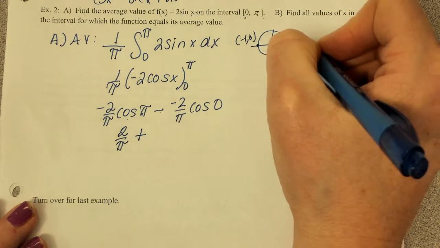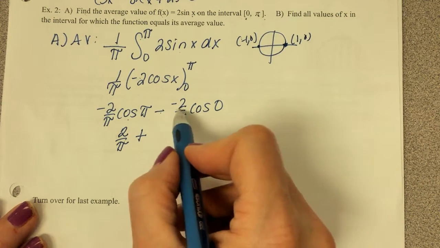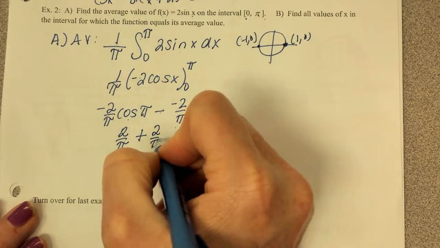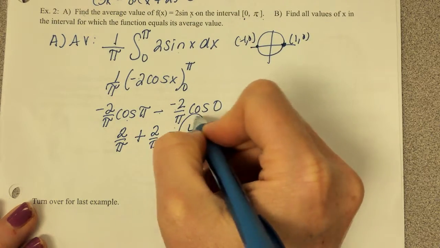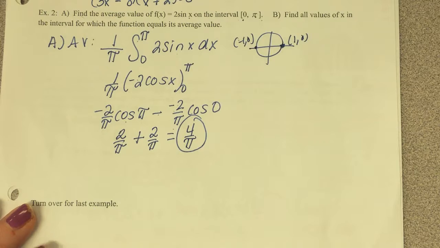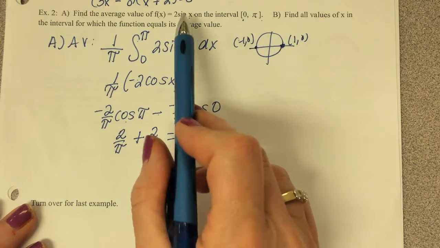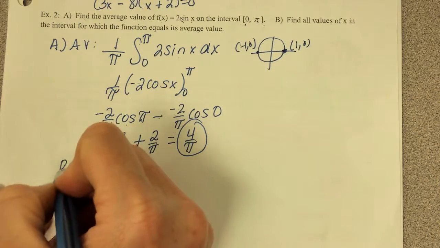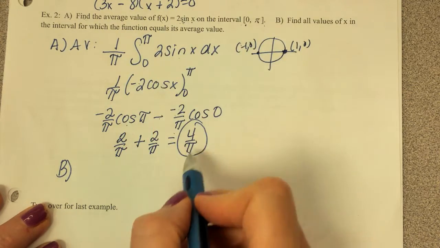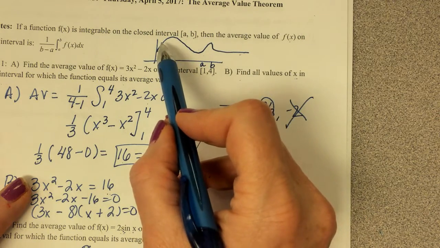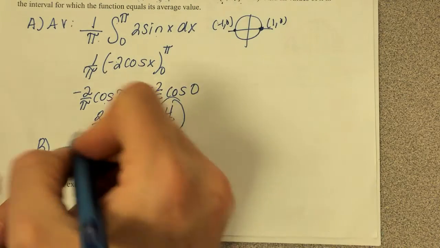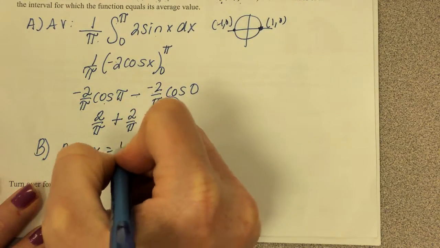The cosine of 0, that's going to be 1. So I'm going to have 1 times 2 over pi, which is 2 over pi. And so what's that going to be? 4 over pi, right? So that's the average value of the function. So now the question is, for part B, for what points on this graph does the function equal the average value? It would be way back here when we were talking about sales. At what point in time were our sales equal to the average sales? All right? So I'm going to set 2 sine x equal to 4 over pi.